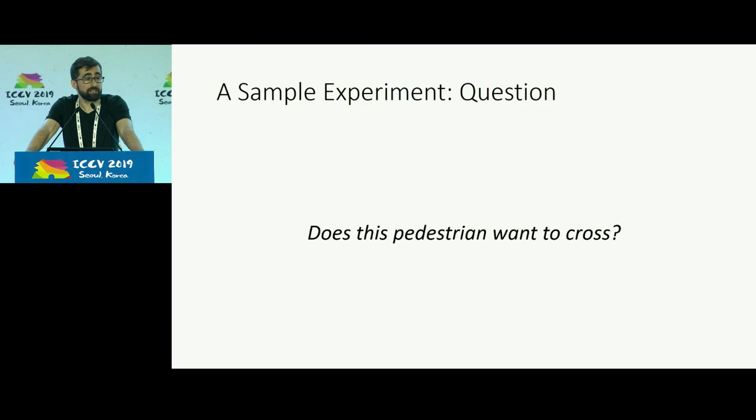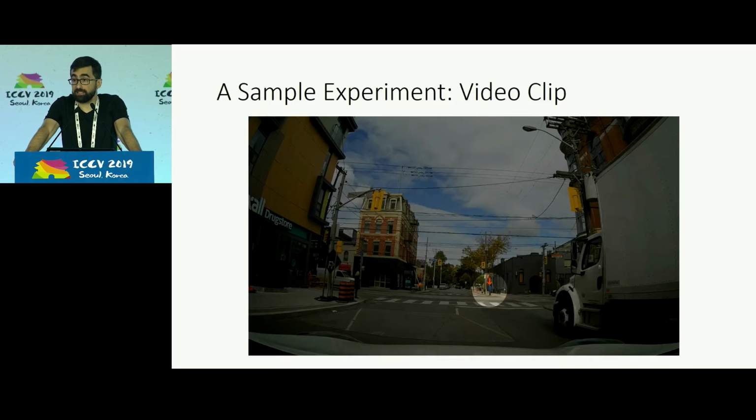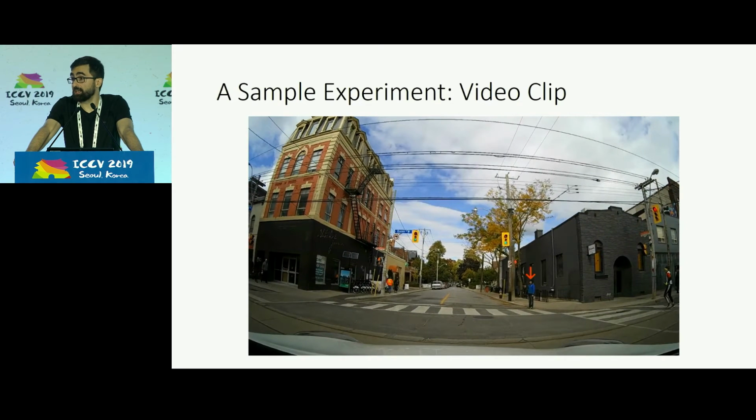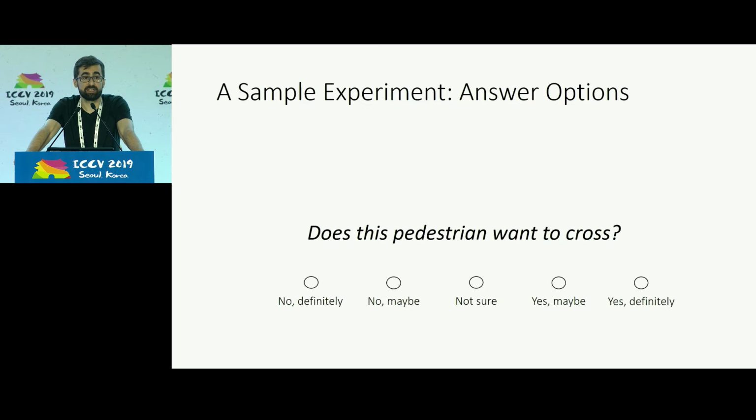So we start by showing the question to the participant. We ask them, does this person want to cross? Next, we show the clip, and we identify the pedestrian we are interested in. We play the clip, and at the end, we freeze it again and identify the pedestrian that we are interested in. The question is again displayed to the participant, and they have to specify their confidence.